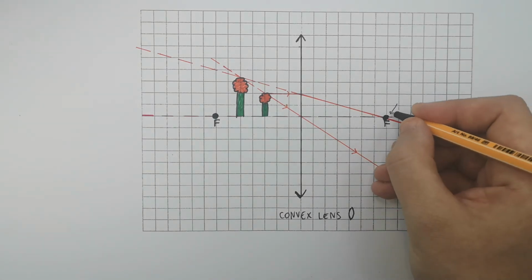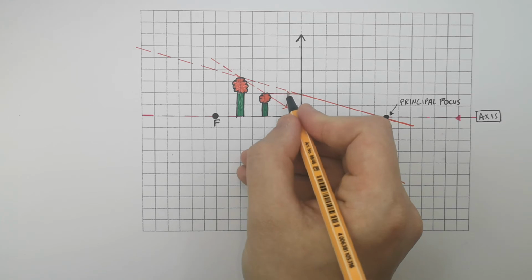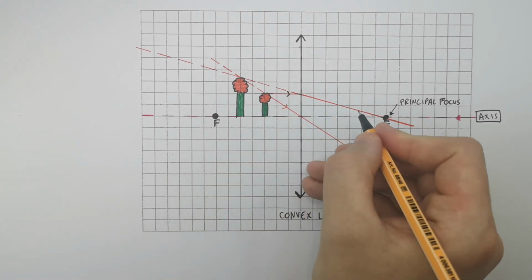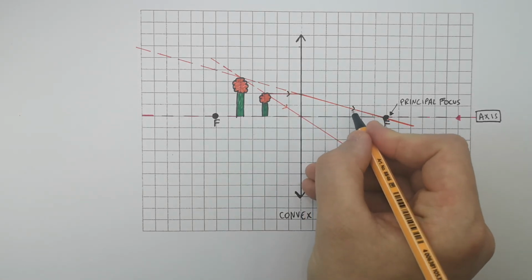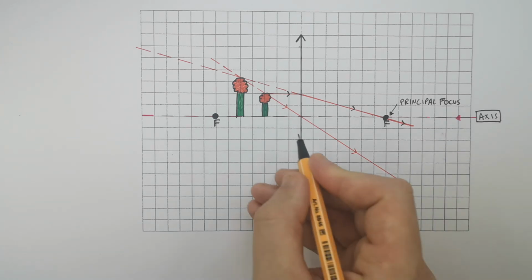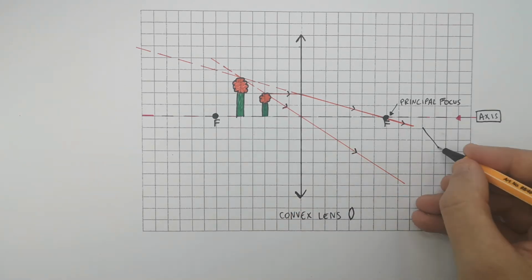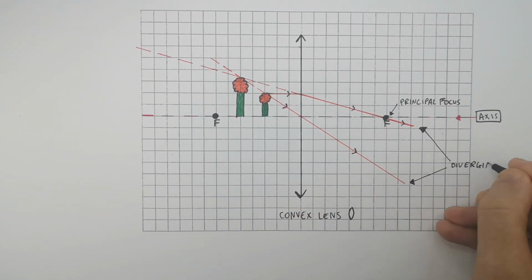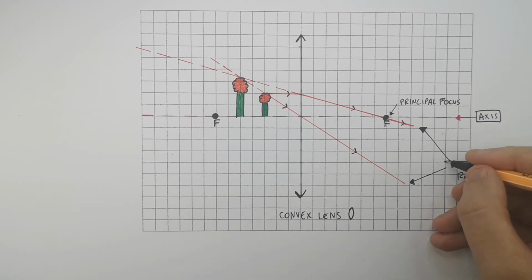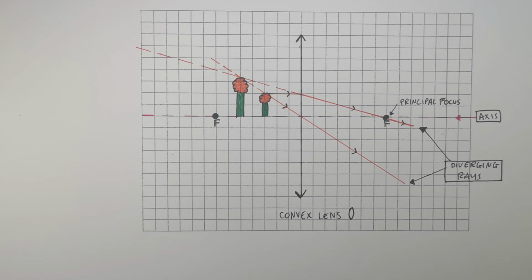So this here is the far side principal focus. This incident ray, which is running parallel to the axis, is going to refract through the convex lens and pass through the far side principal focus. This incident ray travels through the center of the lens. And these two refracted rays are diverging. They're moving away from one another, so they're not going to meet, and the image will not be formed on the far side of the lens.